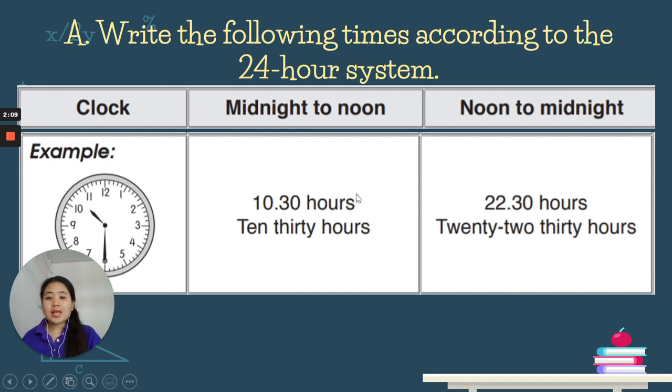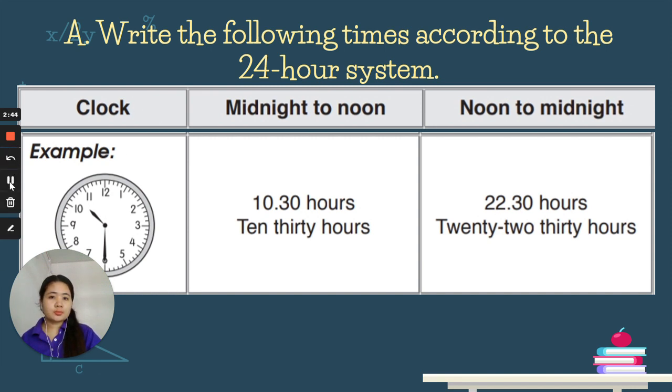Next one, if it is in the afternoon or at night, just add 12. So 10 plus 12, that is 22:30 hours. So that is the difference. For the 24-hour system, if you write that in words or in numbers, there is "hours." Okay, so that is the example.